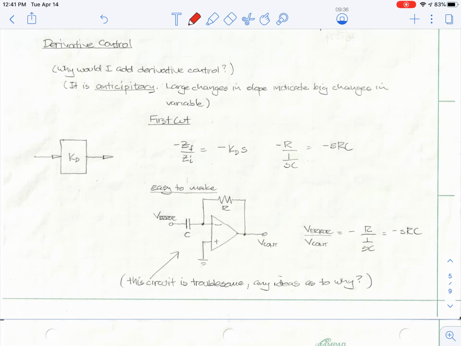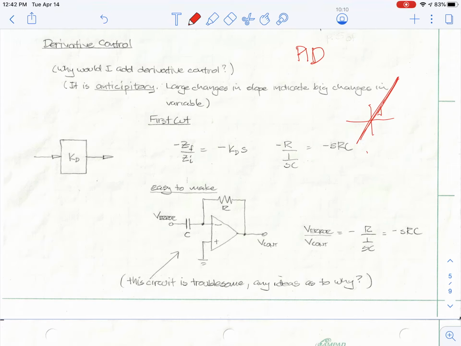Okay, derivative control. If I wanted to add a derivative control to do a full PID, I can add derivative control. One of the primary reasons I add derivative control is it's anticipatory. It responds to large changes in slope. So if it sees a large change in slope on its input, then it produces an output that's proportional in some way to that change in slope. And so it sees big changes and it can then try to fix them, or it can then try to track them.